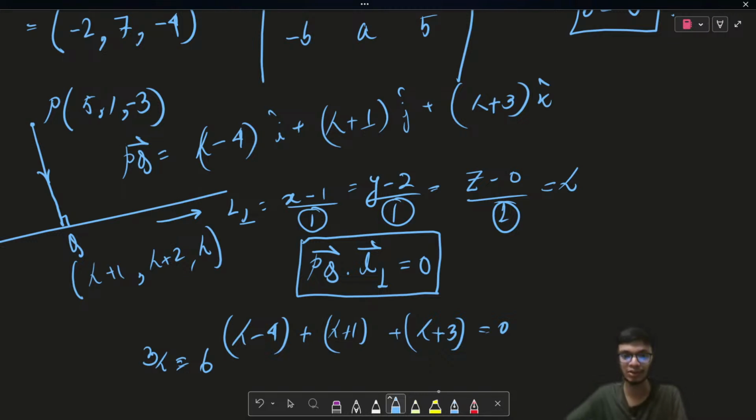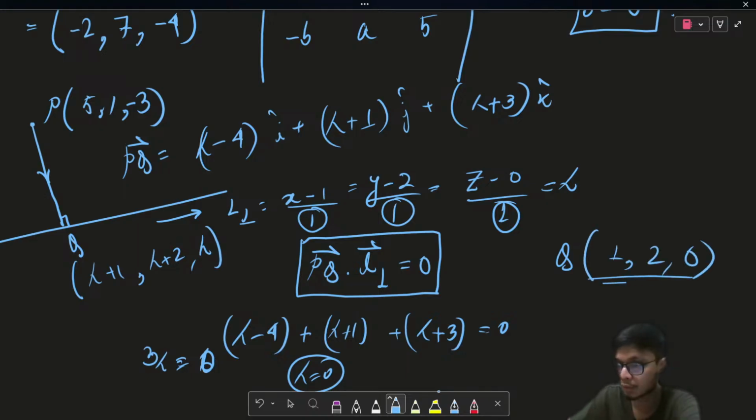See, I'm making so many mistakes, but that means this is a point where people do tend to make mistakes. So please be very careful whenever you're doing these calculations. So this is lambda plus 3, and eventually we'll get lambda is equal to 0. Therefore, you'll get the coordinate of point Q as 1 comma 2 comma 0.